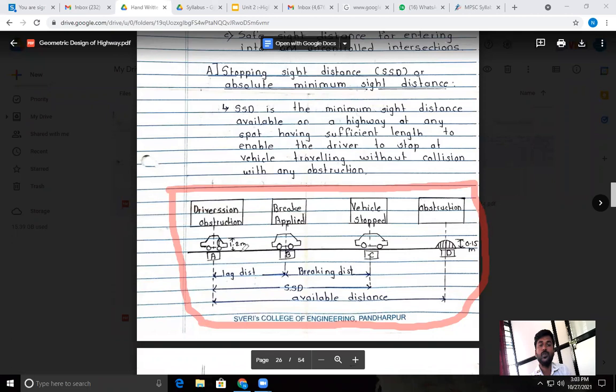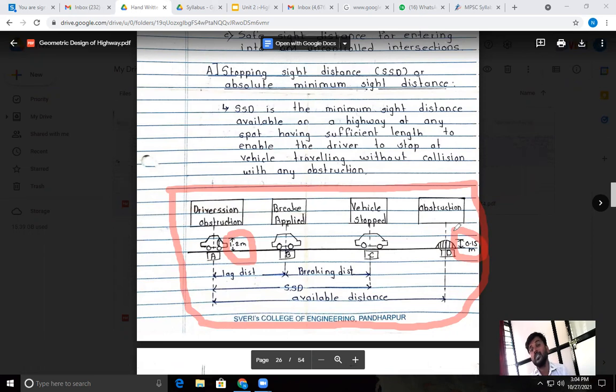Okay. And also please observe in this figure, this is very important. The eye of the driver. Okay. The height of the driver's eyesight above the road surface is taken as 1.2 meter. Please observe in this figure, it is very clearly given that the eyesight of the driver from the road surface is 1.2 meter, and the height of the obstruction is taken as 0.15 meter.